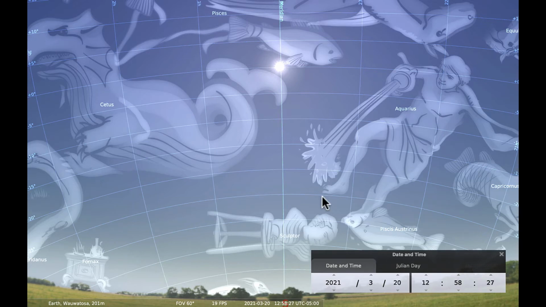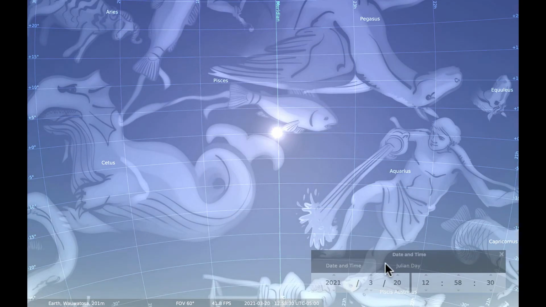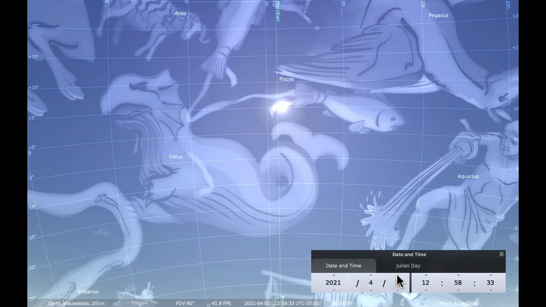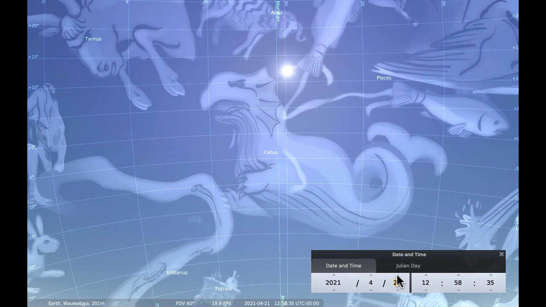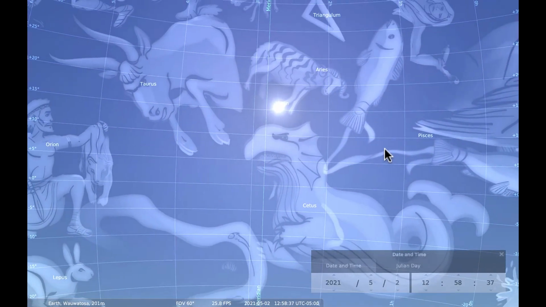Let's continue forward. I'm going to look up a little higher in the sky because the sun is going to go up. March, we're now in April. It's going up, up. In May, it's entering Aries. Let's go up a little higher.